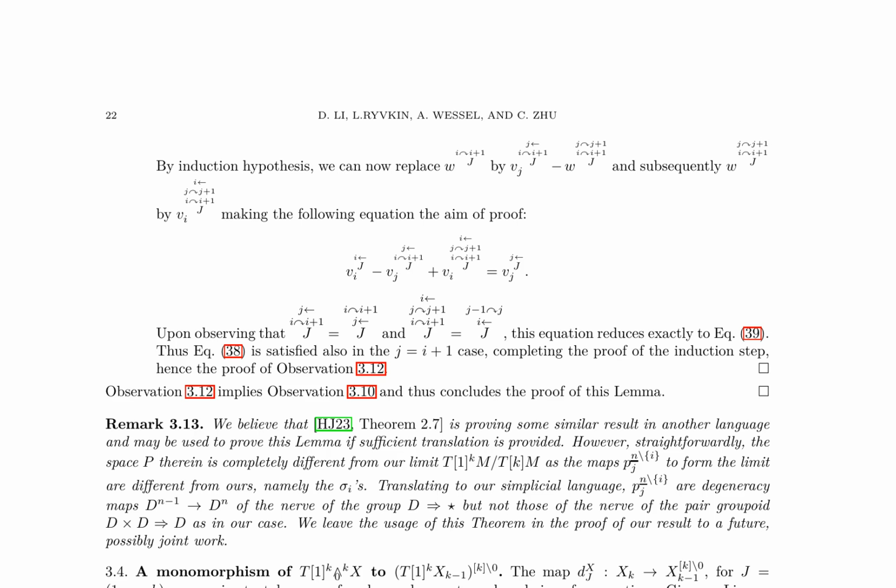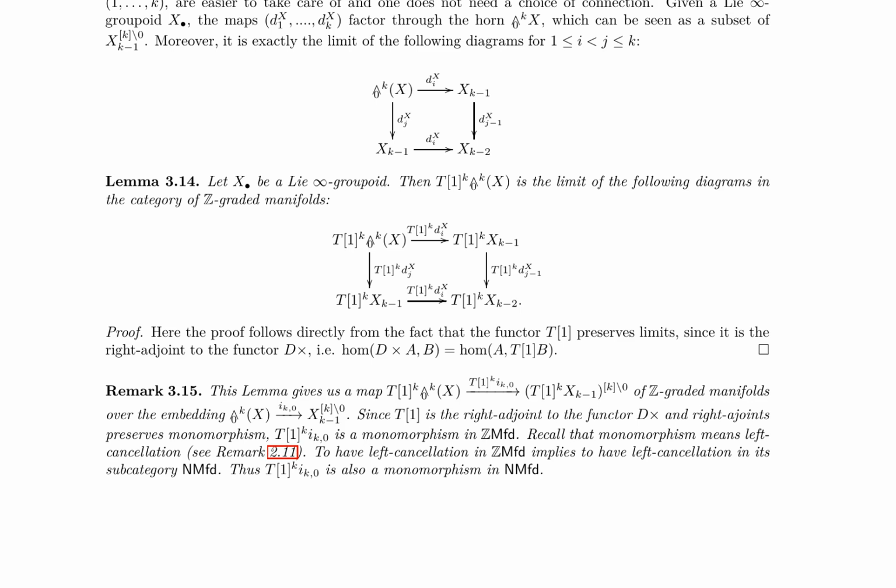Notably, the authors remark that a similar result, Theorem 2.7 in HJ23, could be utilized to prove this lemma upon suitable translation. Furthermore, a lemma is presented, stating that there exists a monomorphism from T1, K and K0, X, to T1, KXK-1, K, 0. This lemma is proven directly by exploiting the fact that T1 preserves limits. This monomorphism is significant, as it holds in both Z-graded manifolds and their subcategory of nilpotent manifolds, providing a crucial mapping in these contexts.